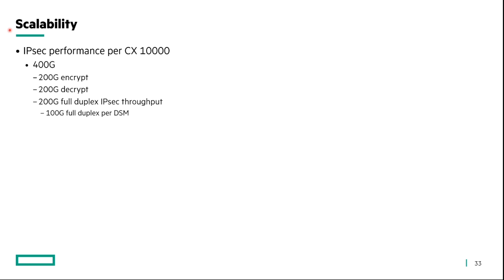And the last part of this presentation is scalability. So the IPsec performance is very, very good. As you can see, per CX 10K, you actually get 400 gig of throughput. So that's 200 gig of encrypt, 200 gig of decrypt, and that's 200 gig of full duplex transmission throughput, and that's 100 gig full duplex per DSM. So very, very strong throughput figures for each 10K.